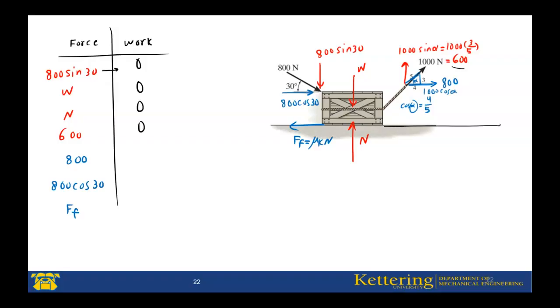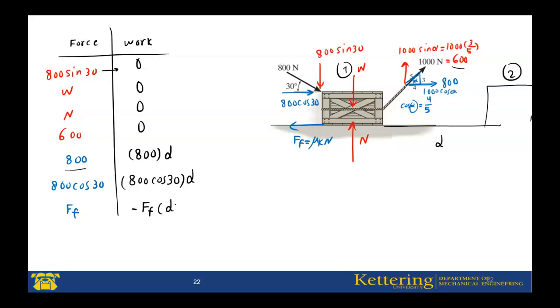If this one moves a distance D from state 1 to state 2, how much is the work done by the 800 Newton force? 800 times D. Similarly, for 800 cosine 30, it will be 800 cosine 30 multiplied by D. And the frictional force will be negative, minus the frictional force multiplied by D.